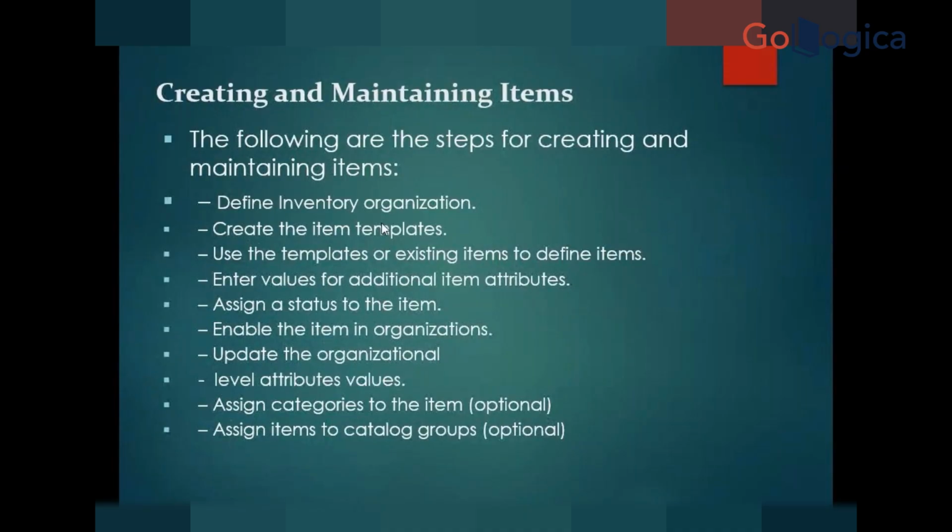So what we basically do is first define the inventory organization, create the item templates, then use the templates to define the items. These templates are nothing but your ATO item or PTO item. Then we assign a status to it, whether it's active or inactive, and which organizations we want to enable them for, transactable and so on. Then there are the categories, which are properties you assign to the items. It's optional. We also use item categories and catalogs.